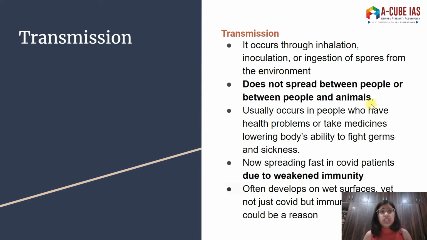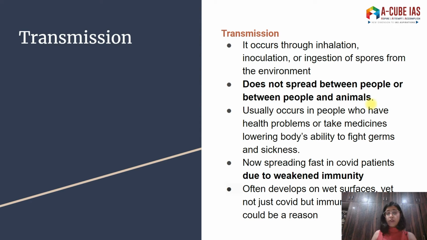After seeing the types of mucormycosis, it is important to see how it is transmitted, because in order to understand any disease, prevention and cure, you need to understand its origin and how it is transmitted. So we'll see here the transmission part. It occurs through inhalation of the spores from the environment. Generally it is found in soil, it can even be found in air. So if you inhale the spores, then it can move into your body.